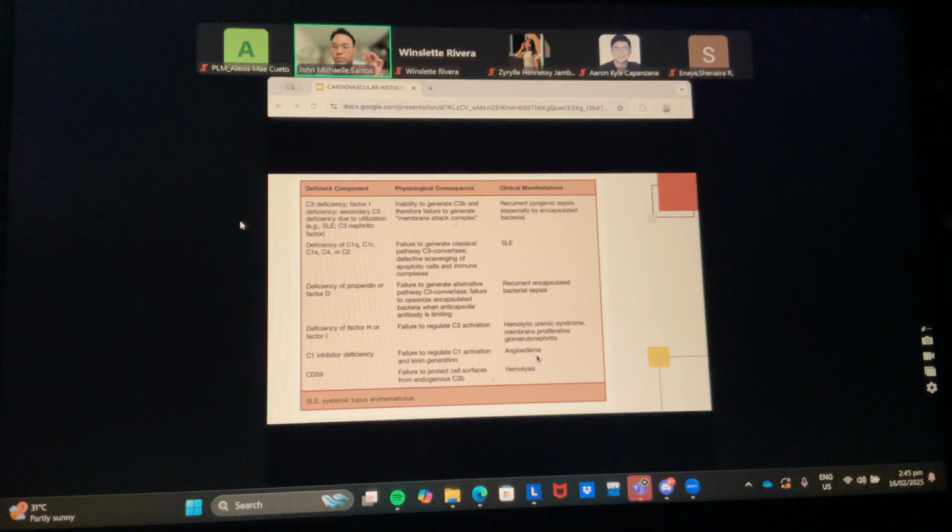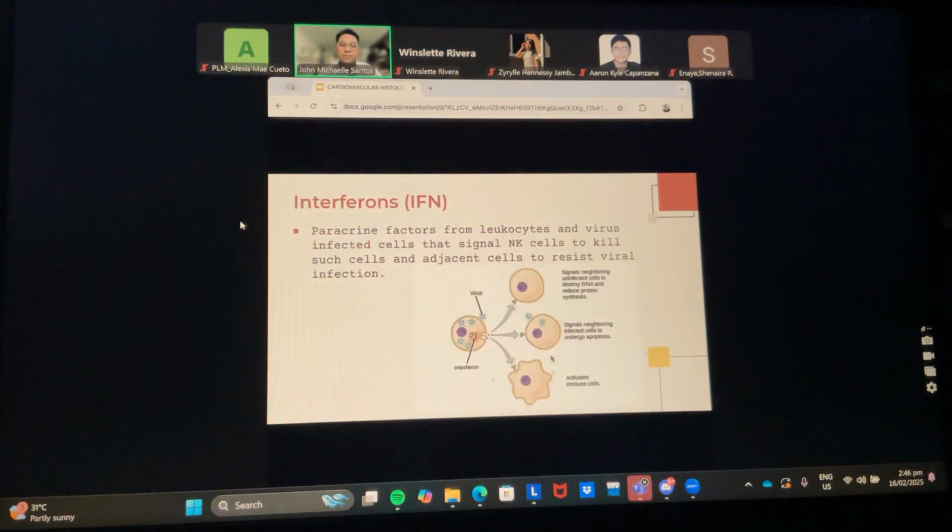Why? Because even without a trigger, your complement cascade is now activated. And when your complement cascade is activated, you have anaphylatoxins, right? They mediate anaphylaxis. So edema now develops. And then, you have deficiency of CD59, which now causes hemolysis.